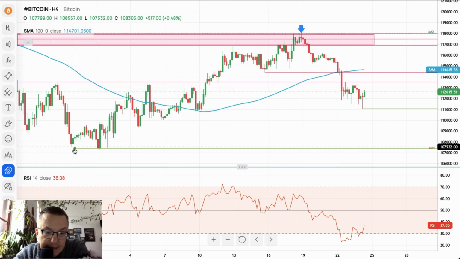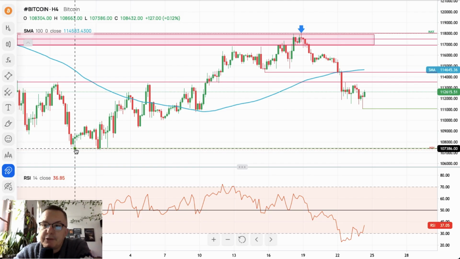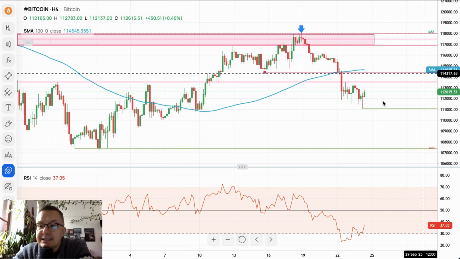And the target for the bears is 107,386.